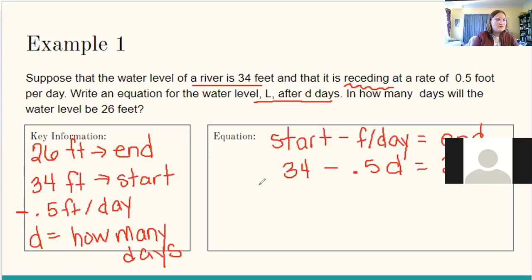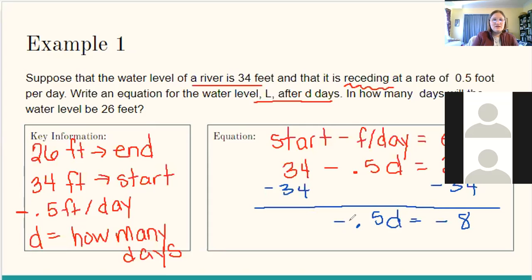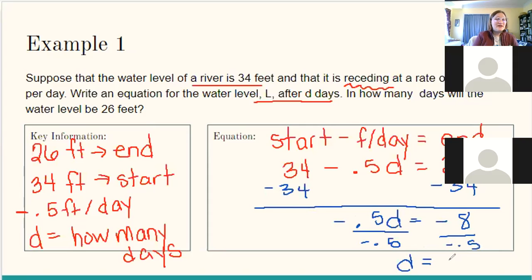What are we going to get rid of first? The 34. Let's get rid of the 34. So we're going to do the opposite. That is a positive 34. So this goes back to our first unit. And I have a negative 0.5D. Got to remember that negative there equals a negative 8. And then we divide both sides by negative 0.5. And we get D equals, anyone know what that is? Nope, that would be 8 divided by 0.5. We're dividing by a half.